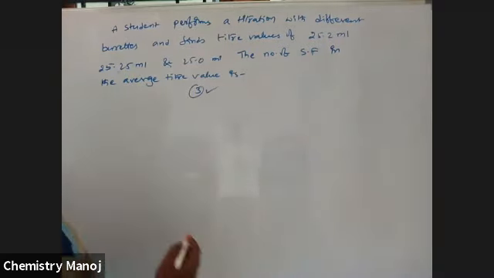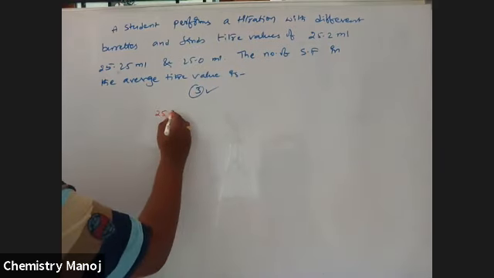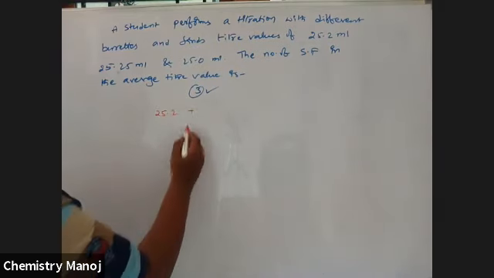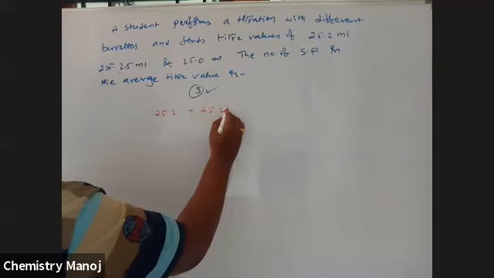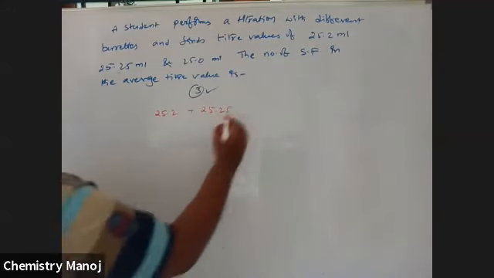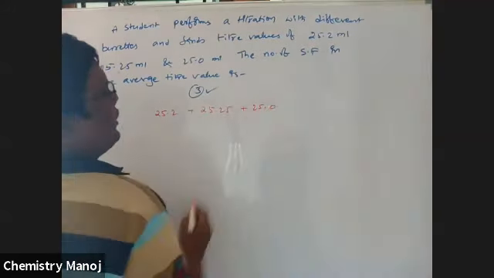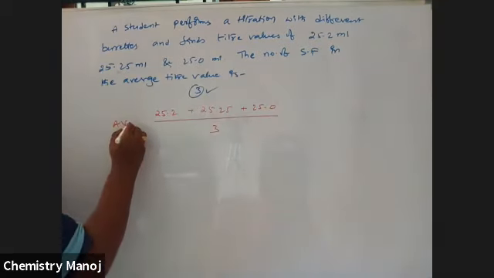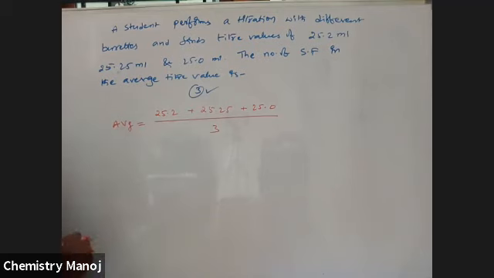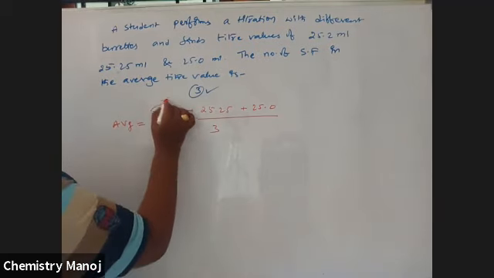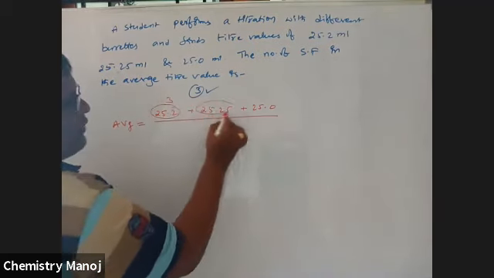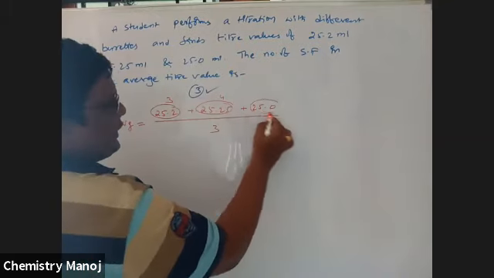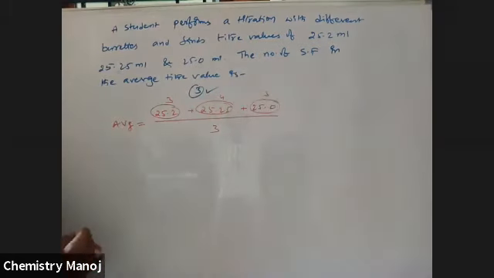The 3 different values are 25.2 plus 25.25 plus 25.0, divided by 3, gives the average value. Its significant figure is 3 for the first, 4 for the second, and 3 for the third.